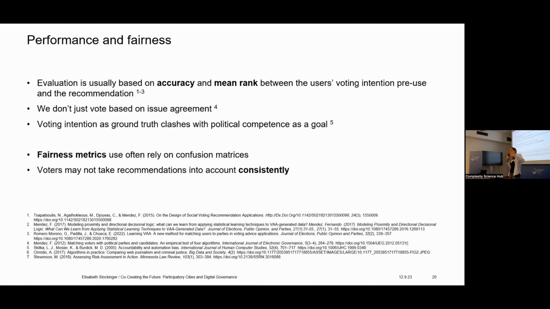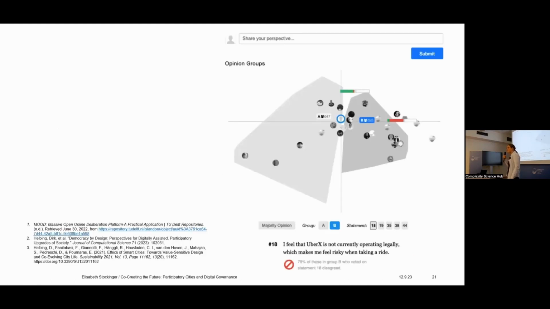But that really clashes with the intent of learning, with the intent of being a source of information, on the one hand. Secondly, we don't just vote based on issue alignment. So we also vote on other factors, such as leadership or such as perceived competence. And therefore, I wonder, do voting advice applications in the form we use them now make a lot of sense?